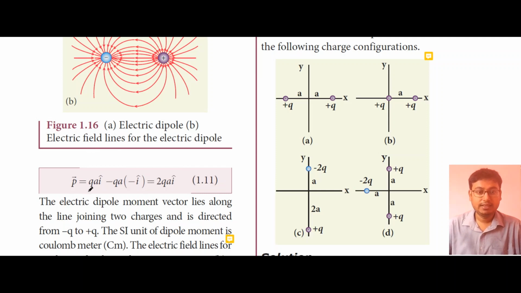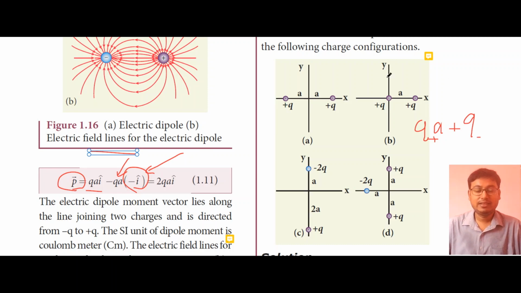Here the dipole moment, vector p, is equal to q into a i cap minus q into a into minus i cap. Here minus i cap has come because the charge here is lying on the negative x-axis. In actual, the total dipole moment is equal to q into a, where a is the distance from the origin to one charge, plus q minus into a.